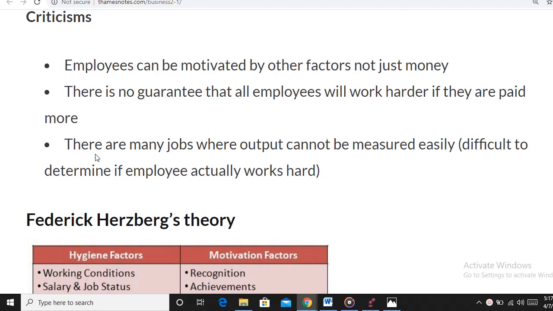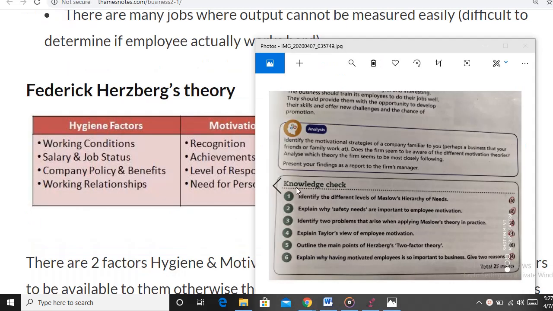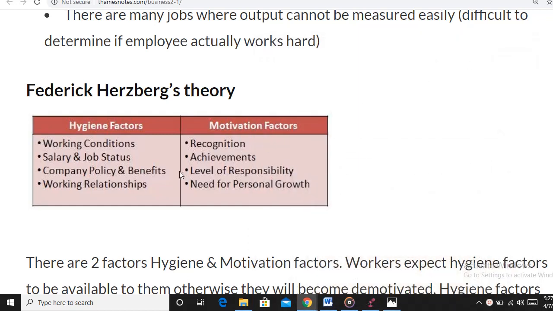The third and the last one is actually there are many jobs where output cannot be measured easily. It's difficult to determine if an employee actually works hard. Okay, for the last but not least, the fifth question, we will have to outline the main points of Herzberg's two-factor theory, okay? So he has another theory about motivation, and about motivating employees in particular.